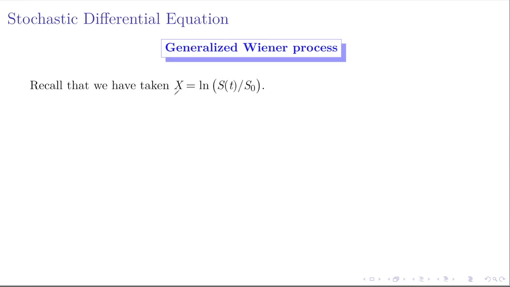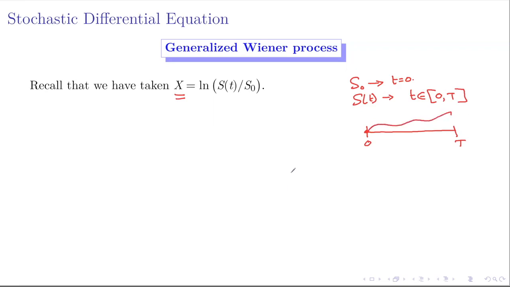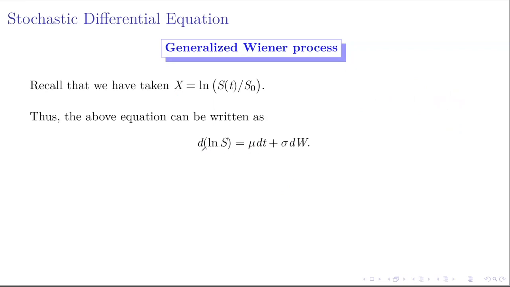Recall that we have taken x as log of S(t) divided by S naught, where S naught is the stock price at time t equal to 0, and S(t) is the price of the stock at any future time t in the interval 0 to capital T. Capital T may be interpreted as the time at which we want to exit from the stock. Now, from 0 to capital T, our interest is to simulate the stock price process, and that can now be written as d log S equals mu dt plus sigma dW, because we have derived the equation for x as dx equal to mu dt plus sigma dW, right?